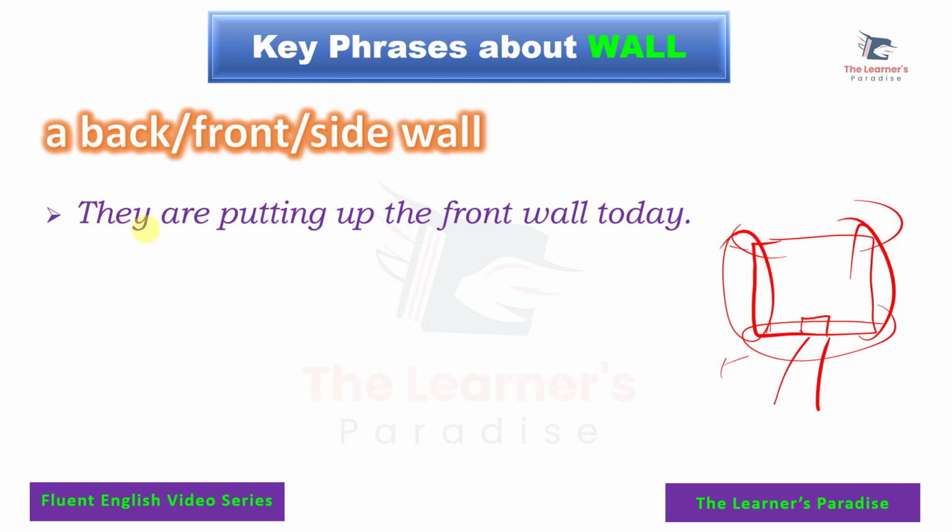Example sentence, they are putting up the front wall today. They are constructing it today. They are building it today.